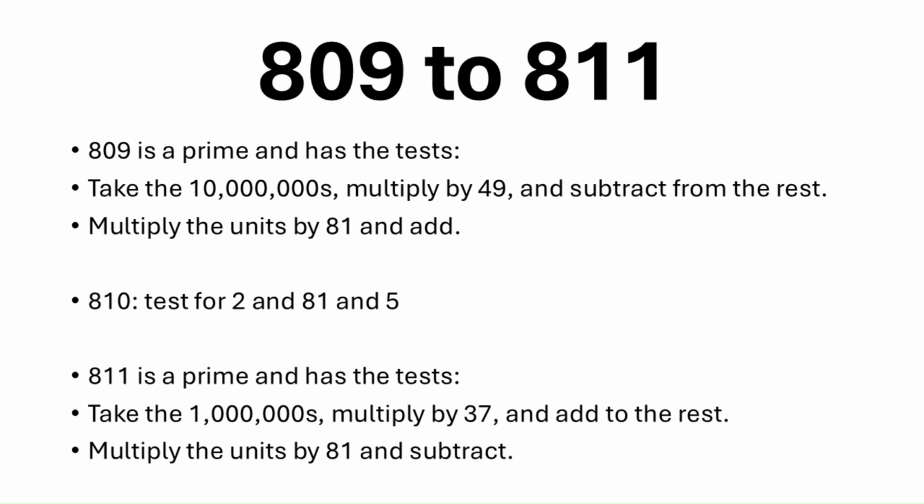Take the 10 millions, multiply by 49, and subtract from the rest. Multiply the units by 81 and add. 810, test for 2 and 81 and 5. 811 is a prime and has the tests. Take the 1 millions, multiply by 37, and add to the rest. Multiply the units by 81 and subtract.